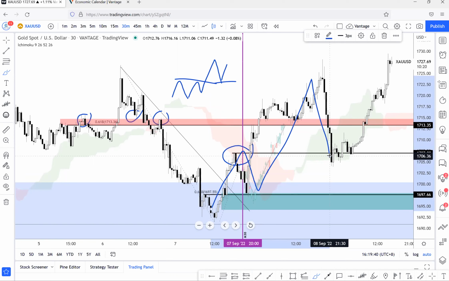Okay, so I have a question on gold. As of now, it retraced back to 1713. So let's take a look at where 1713 is. Okay, so 1713 is this area over here. So let's take a look at the bigger picture first.